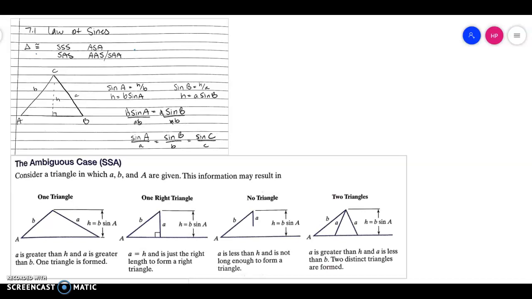Side angle side means 2 sides with the angle at their meeting vertex, so the one that creates them. Or angle side angle is 2 angles with the included side. So the side and then essentially the angles at each endpoint. Or I could have had 2 angles and a side, and the side didn't have to be in between. It was not an included side, and that would still, in fact, work for me.